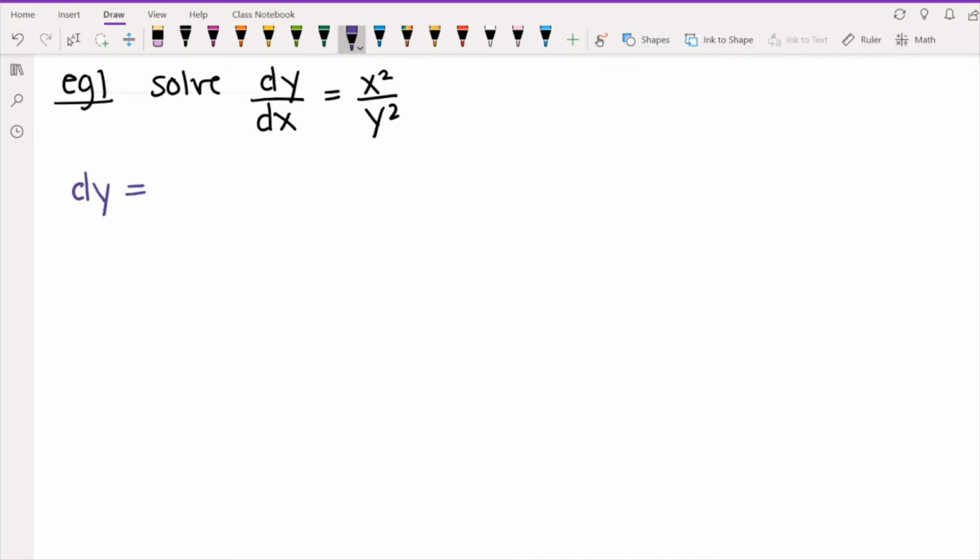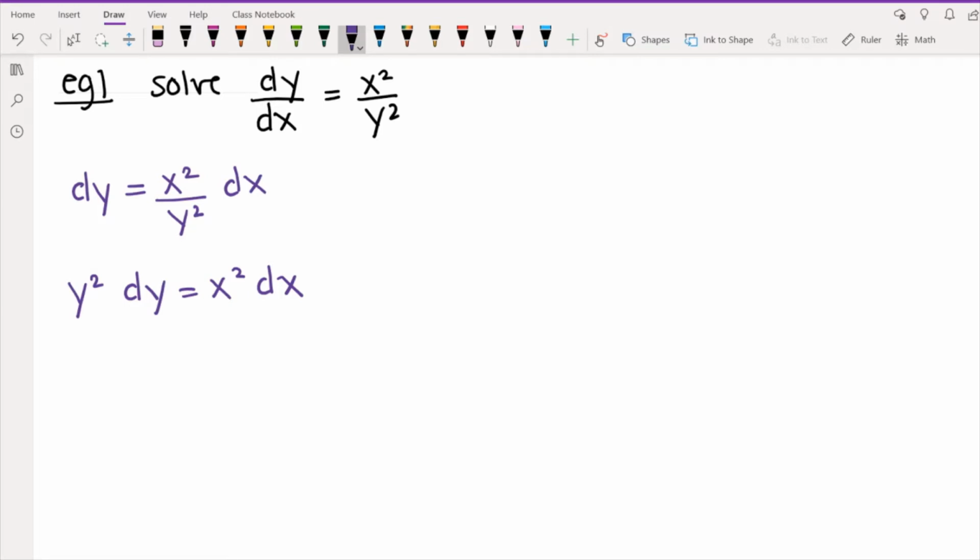So we get dy is equal to x squared over y squared dx. So we just multiply both sides by dx. And then how do we get the y squared onto the other side? Well, we can just multiply both sides by y squared. And so we get y squared dy is equal to x squared dx.